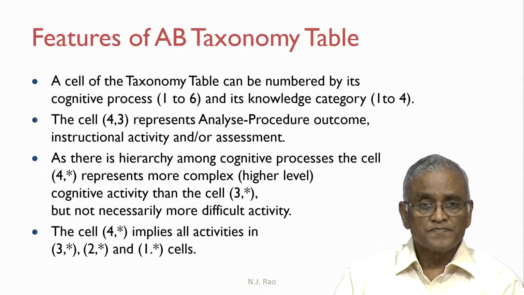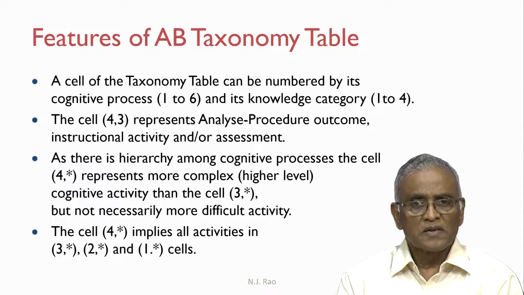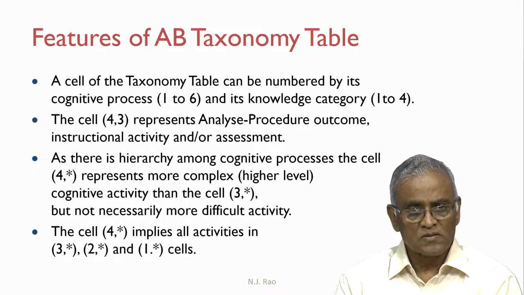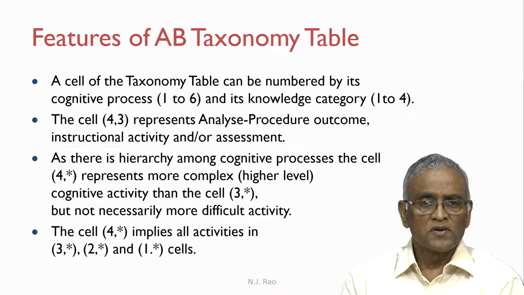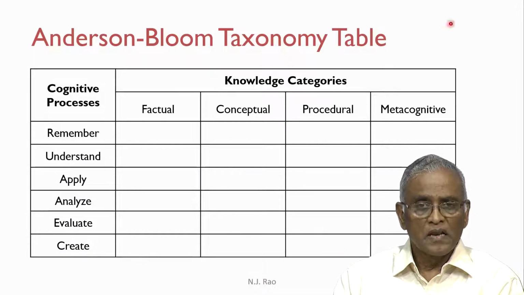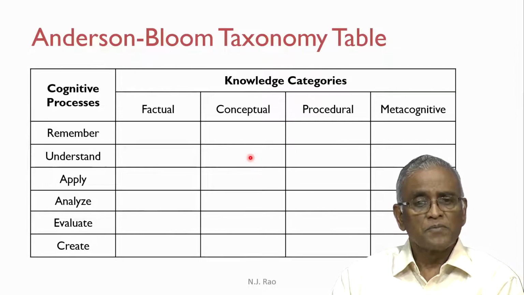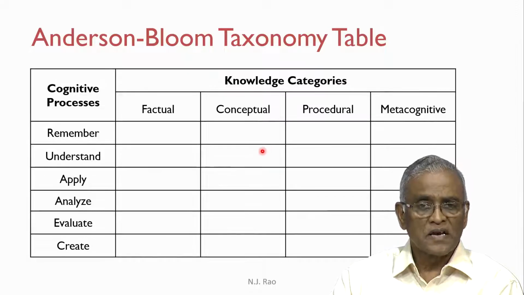Let us move on to some features of this. A cell of the taxonomy table can be numbered by its cognitive process 1 to 6 and its knowledge category 1 to 4. So, you can have a cell, let us say you are here. This cell is 2, 2. When it is 2, 2, you are in understanding the concepts, some concepts that you are stating. Okay, that is what it is. So, I can label this as 2, 2.